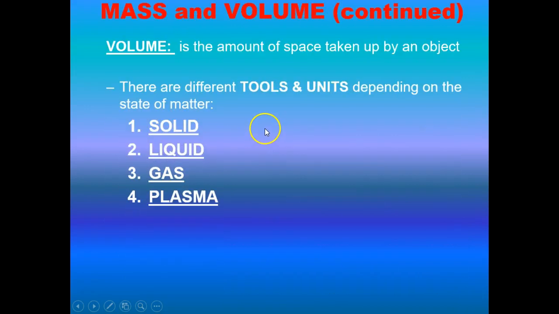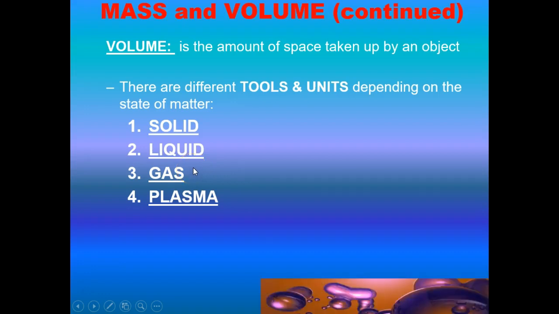Volume. Volume is the amount of space taken up by an object. There are different tools depending on what we're looking at. If it's a solid, we're going to do it one way. If it's a liquid, we're going to do it another way. If it's a gas, it's another way. In plasma, we're not even going to use it, but there is another form to do volume there as well.